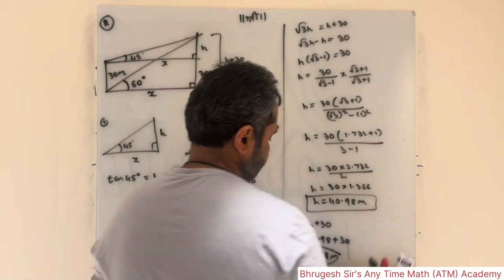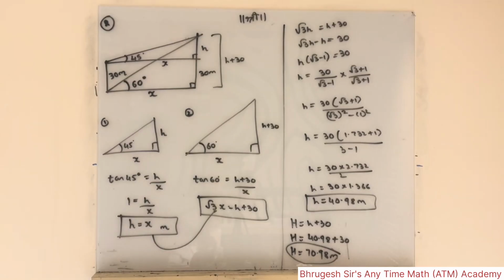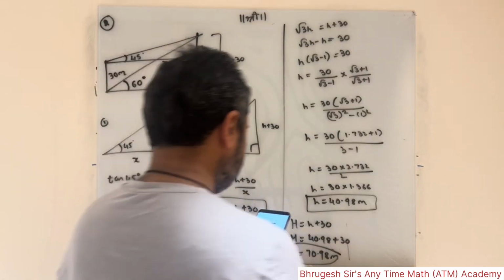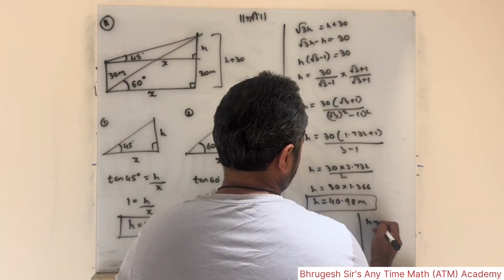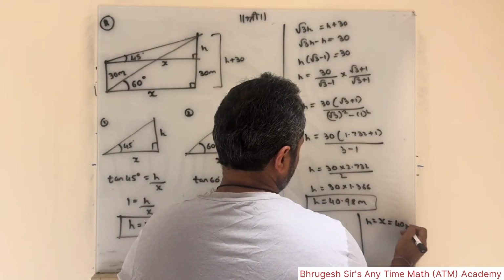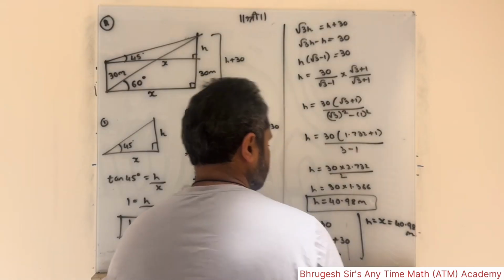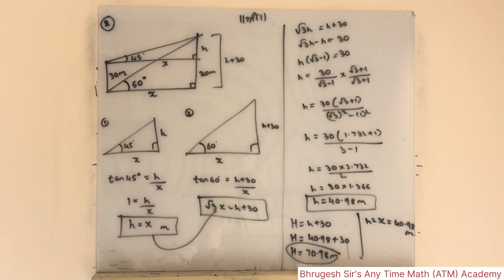Guys, so as you can see, the height of the tower is 40.98 plus 30, which is 70.98, and the horizontal distance between them is h equals to x equals to 40.98 meters. Okay, so हमने horizontal distance भी ढूंढ लिया और height of the tower भी ढूंढ लिया. Hope so you have understood this sum very well बेटा.